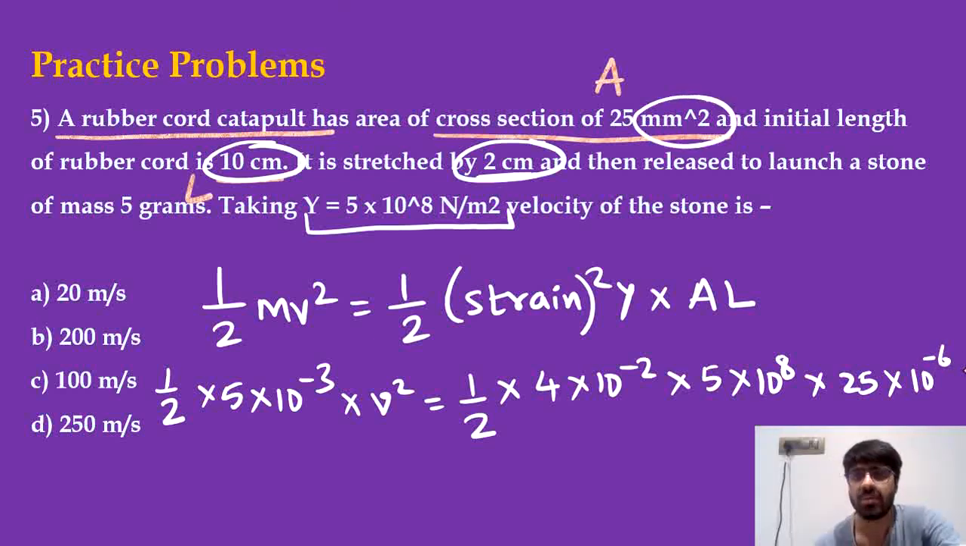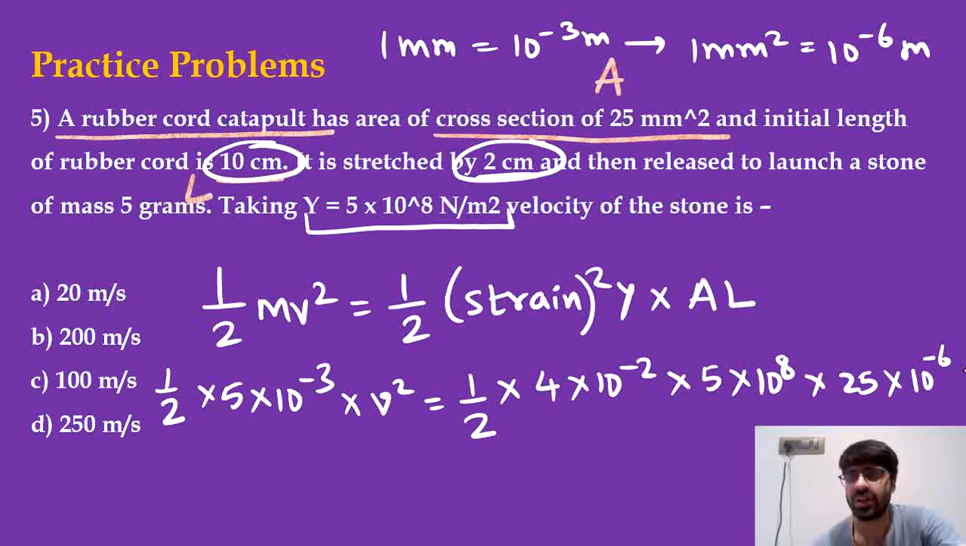Okay, we need to write mm square in meter square. The way you do it is like this. 1 millimeter is 10 to the power minus 3 meters. And when you take a square on both the sides, you get 1 mm square is equal to 10 to the power minus 6 meter square. So we are writing the area as 25 into 10 to the power minus 6. And then we need to write the length of the wire, not the wire, the rubber cord, the length of the rubber cord, which is 10 centimeters. So in meters, we can write it as 10 to the power minus 1.